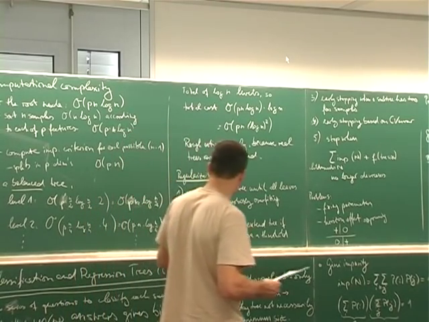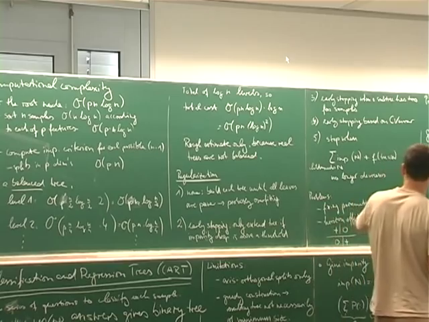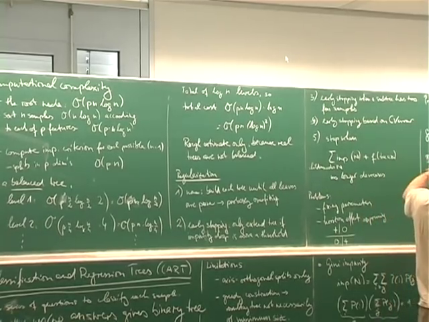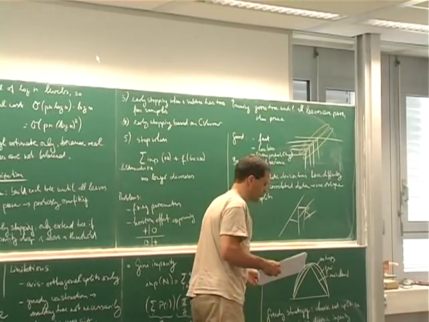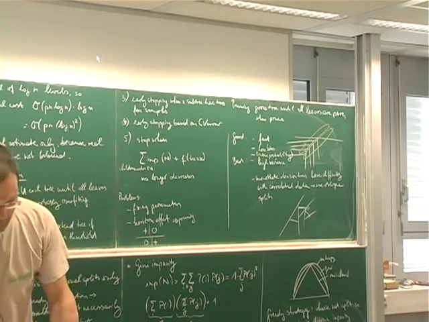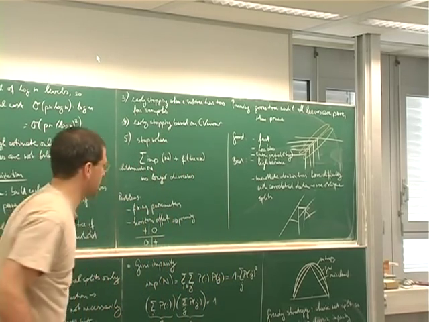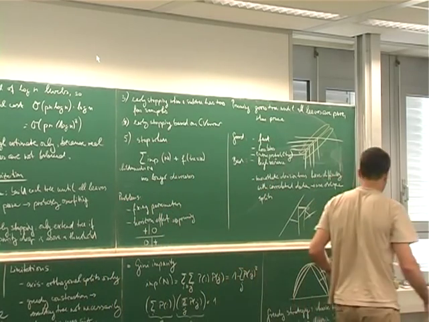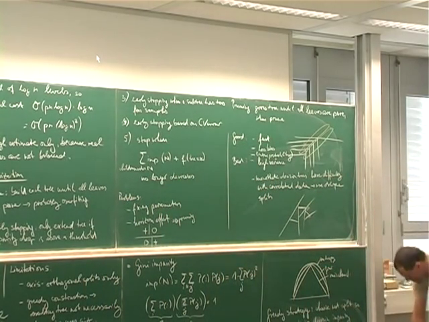Okay, so trees are nice, but they have this problem here, the high variance. And we're now going to look at random forests as a remedy for this high variance problem. Any questions so far?